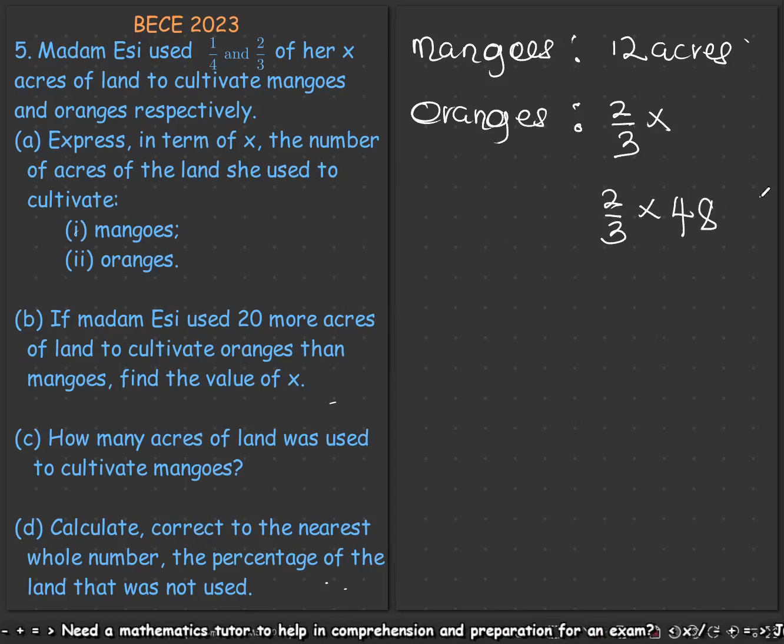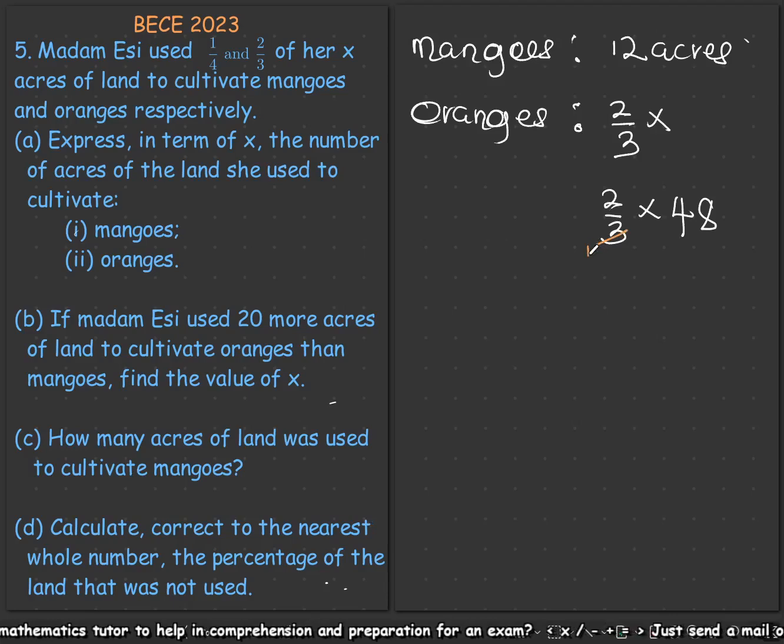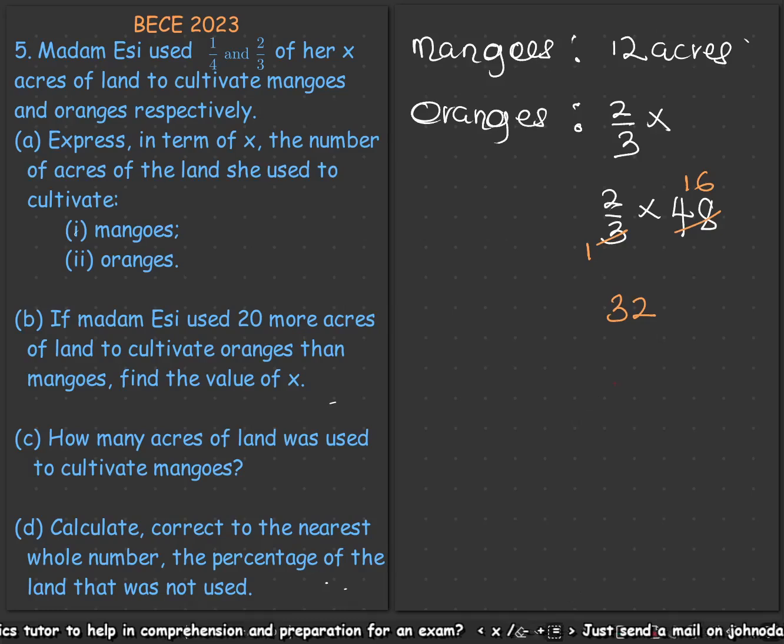Okay. So evaluating 2/3 times 48, we know that 3 divides itself once, and then into 48 we get 16. So you have 16 times 2, which is 32. So it means 32 acres was used to cultivate oranges. Now that we know what was used to cultivate oranges, we now need what was not used.